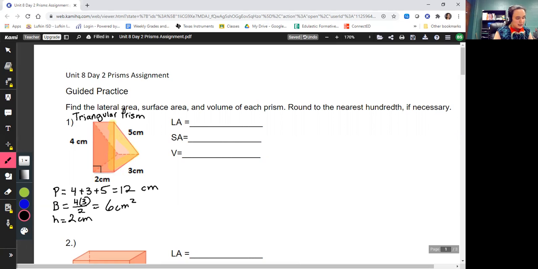Now we can plug that in. So our formula for lateral surface area is perimeter times height. Our perimeter was 12. Our height for our prism is 2. And that gets us 24 centimeters squared.